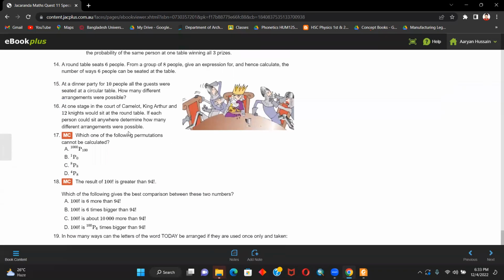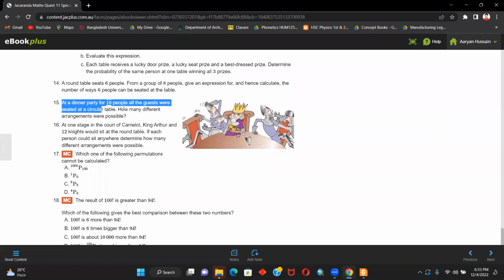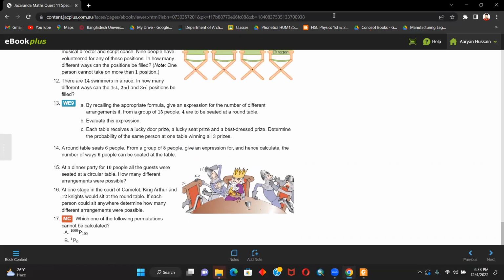Right. See, the question is: at a dinner party, 10 people, all the guests were seated at a circular table. This is very easy because we saw some examples, right? Like, say, for instance, there are 5 people and you have to make them sit in between 7 people, in the gaps of these. So we saw this sort of math. These should be easy for you if you practice them. It shouldn't be different.